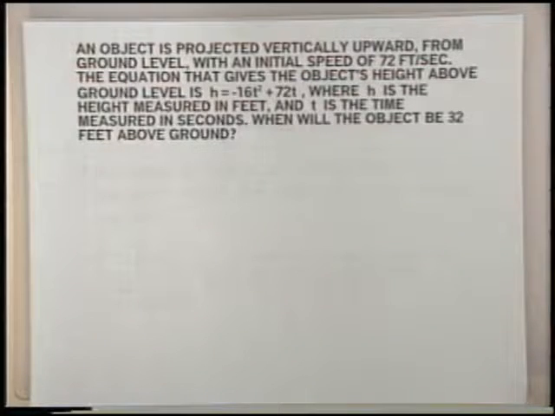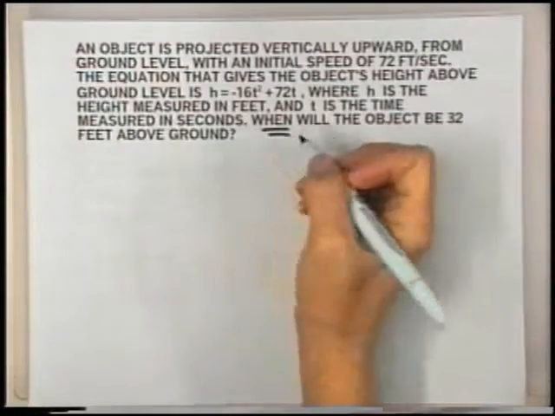An object is projected vertically upward from ground level with an initial speed of 72 feet per second. The equation that gives the object's height above ground level is h equals negative 16t squared plus 72t, where h is the height measured in feet and t is the time measured in seconds. When will the object be 32 feet above ground?